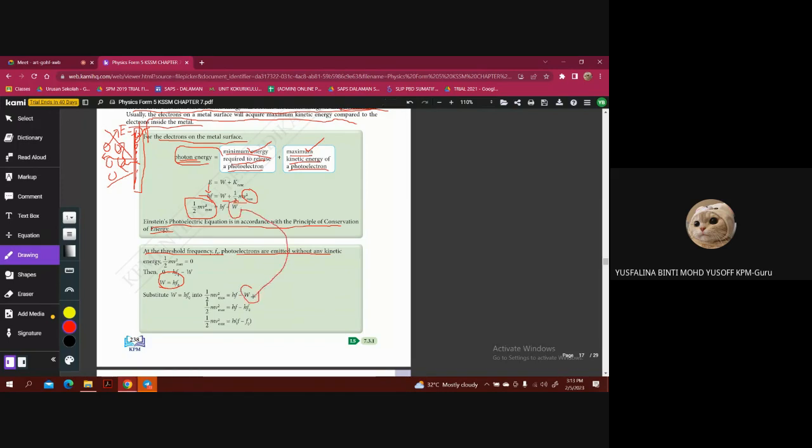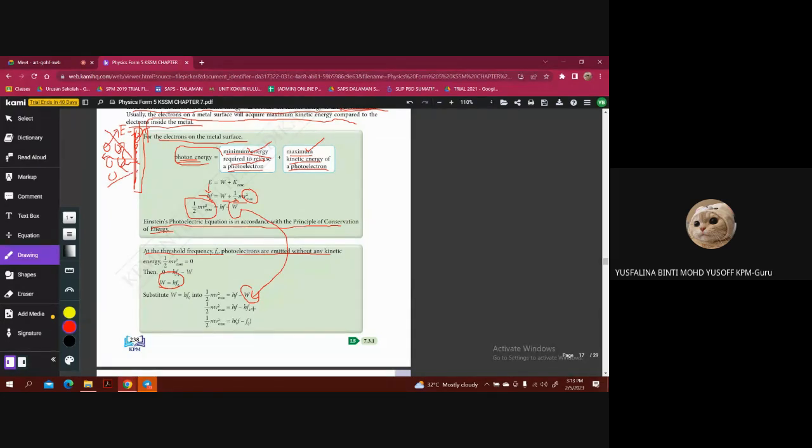Okay, we are using copy back this one. So now your W is hf0, which means the Planck constant times the threshold frequency. If you ask, teacher, how do we calculate the value of W? E we already know by using hf, right? Kmax, the maximum kinetic energy, we already know is half mv squared. But then how do we calculate W?